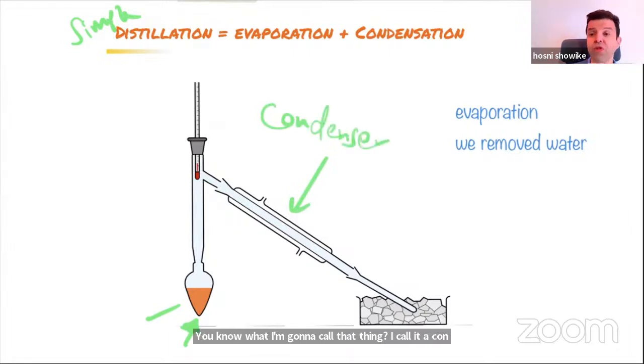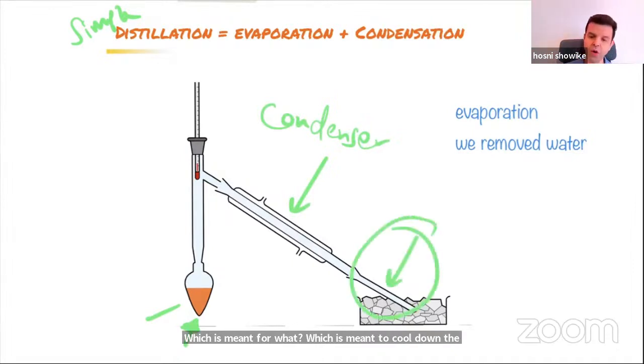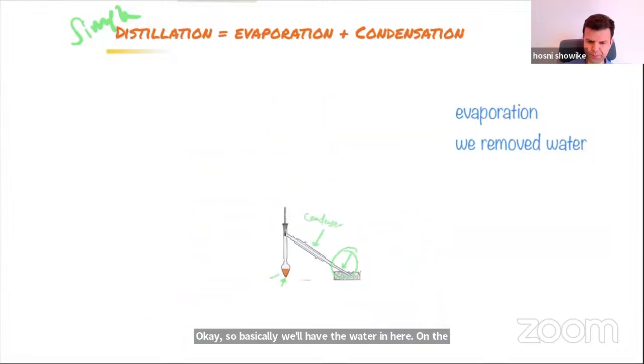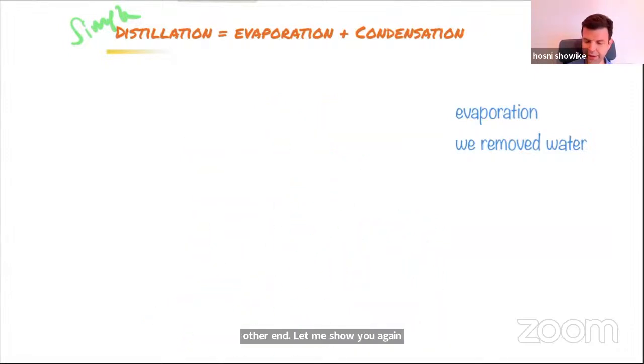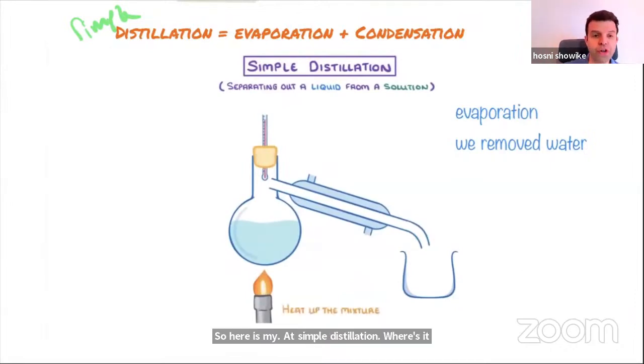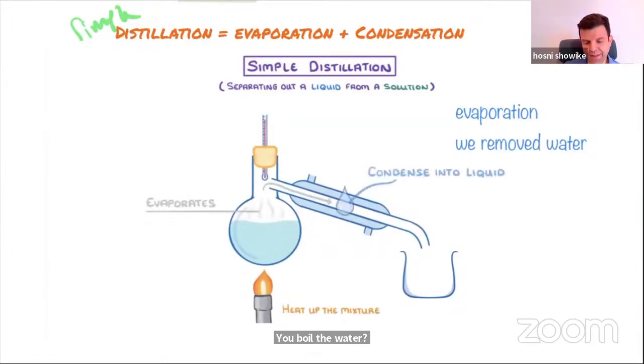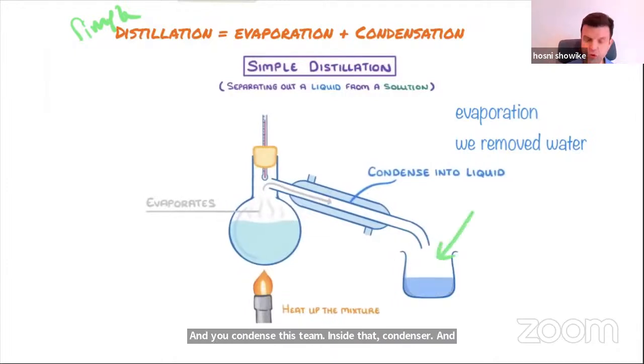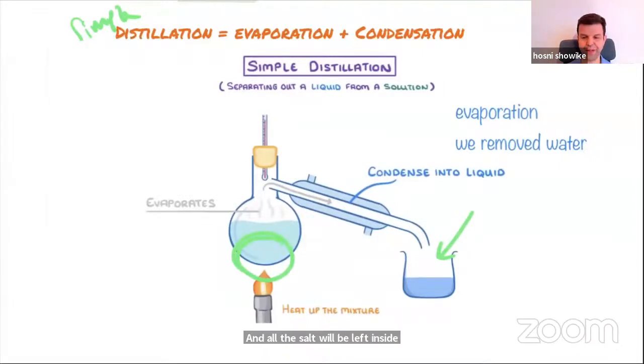Condenser, which is meant for what? Which is meant to cool down the water vapor. Okay, so basically you will have the water here on the other end. Let me show you again. So here is my simple distillation. What is it like? You boil the water and you condense the steam inside that condenser, and then you will end up with nice fresh water, and all the salt will be left inside that flask.